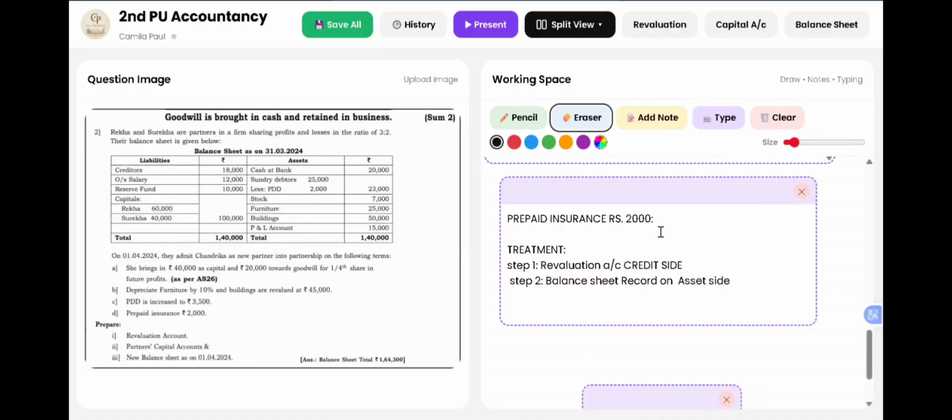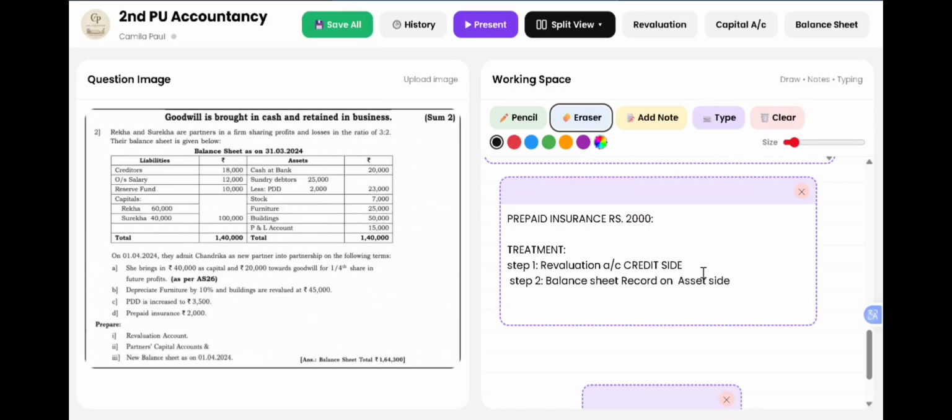So it is treated as an asset. Still, it is not an expense for the firm. So how do we treat it? First, it should be recorded in the revaluation account on the credit side, because it is an increase of assets. So it is not our liability still, or we can call it a decrease of our liability.